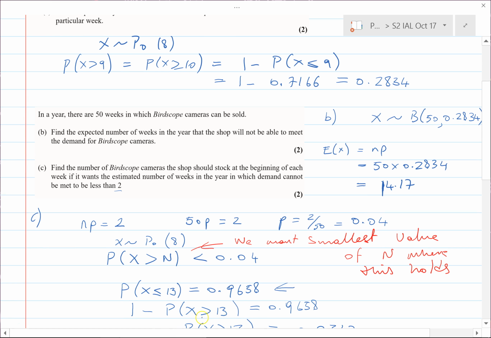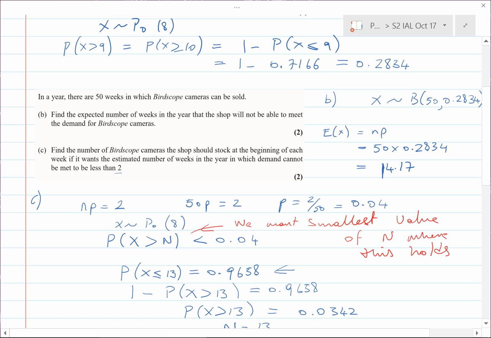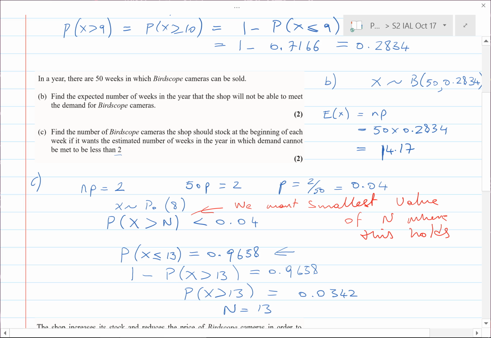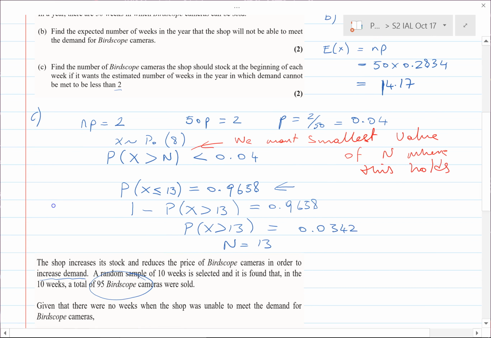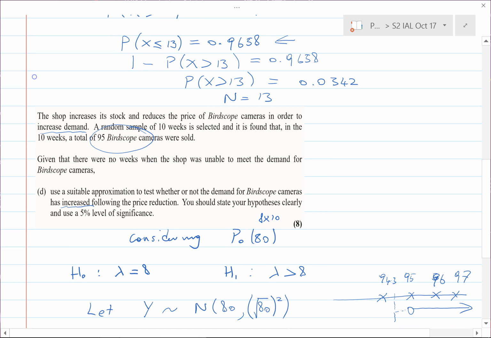1 minus P(X greater than 13) is 0.9654. I've kept it a strict inequality so I can compare it with the strict inequality here, which gives me P(X greater than 13) is 0.0342. n is 13. Don't worry, there's 2 marks on that question. There's a lot to think about, and in the actual exam not many people managed to do that, so please don't get stressed by that. It was quite difficult.